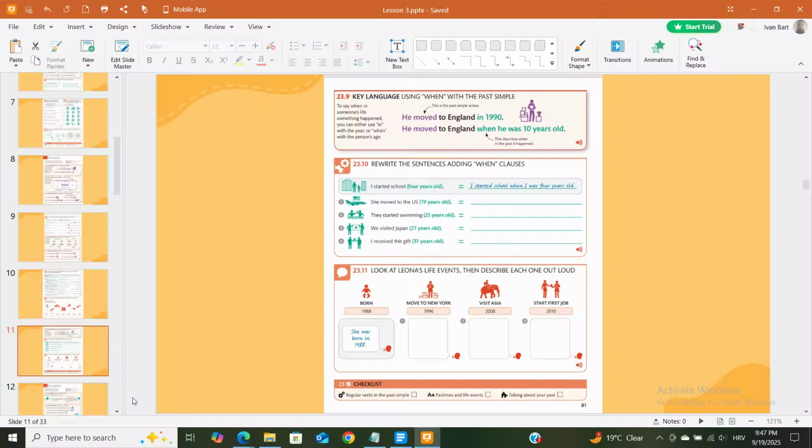23.11 Look at Leona's life events, then describe each one out loud. Born 1988. Moved to New York. Visit Asia. Start first job. 1996, 2008, 2010. She was born in 1988. 23 Checklist. Regular verbs in the past simple are pastimes and life events. Talking about your past.